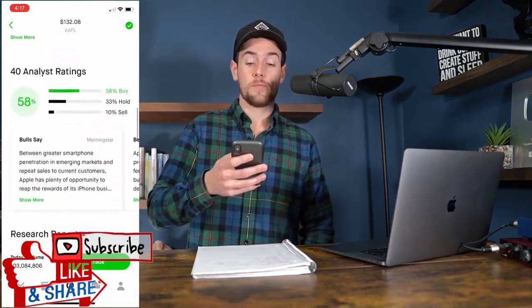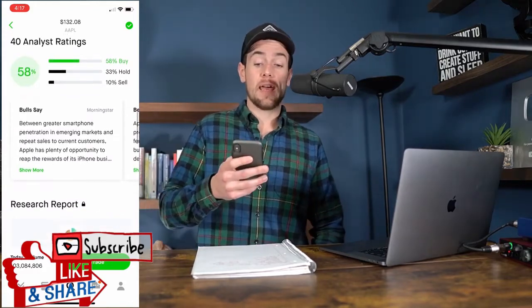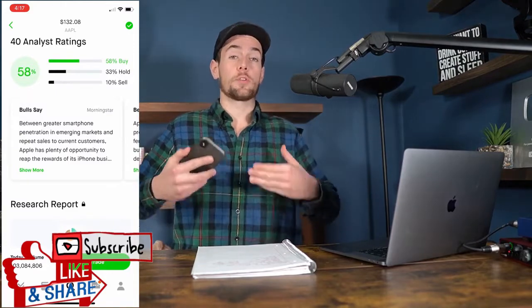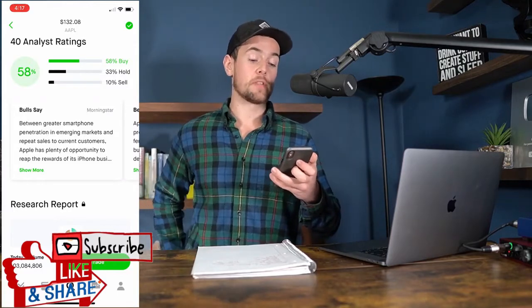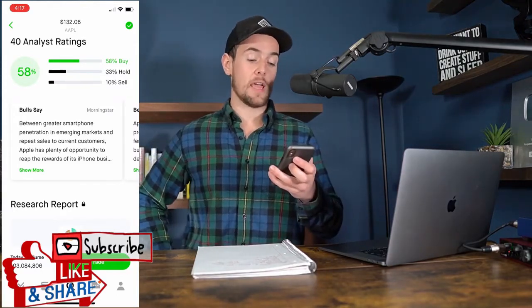Then we have the news feed with relevant information and news surrounding that company that has just come out. After that, you have analyst ratings, which shows you what Wall Street analysts think of this stock. So in particular, looking at Apple here, 58% view it as a buy, 33% view it as a hold, and 10% view it as a sell.